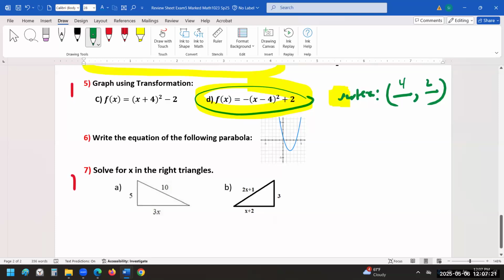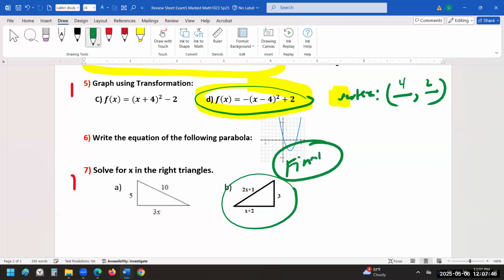Oh man, I totally forgot to show you this. Since I didn't show you this, probably this is an extra credit, but let me show you real quick. This is actually a final exam question. So you have to know it for the final.